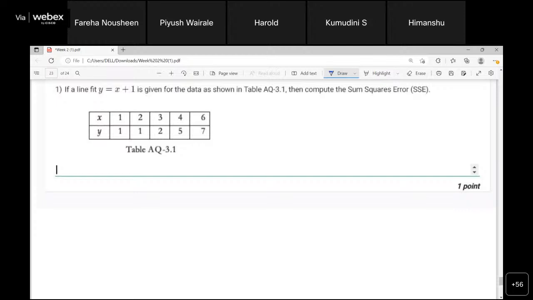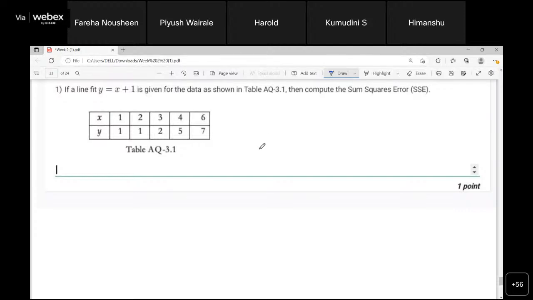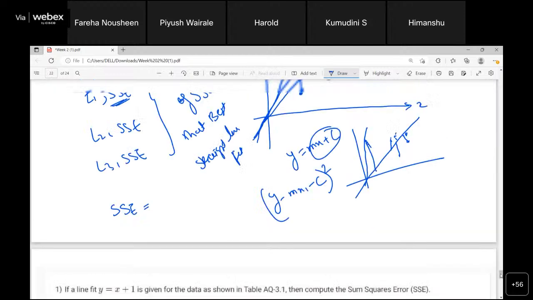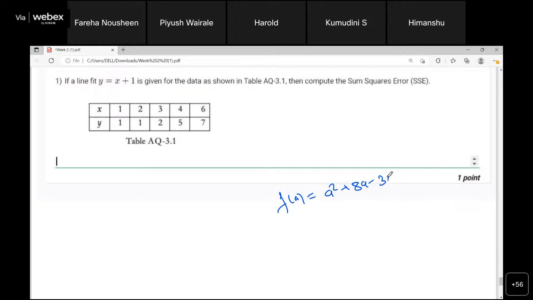The question is, Sushmita was calculating SSE and she found that SSE is a function as follows: F of A is equal to A square minus 8A plus 30. Also, how are we going to get this? So some points will be given to you like this in this case.